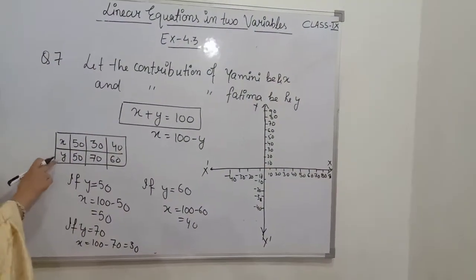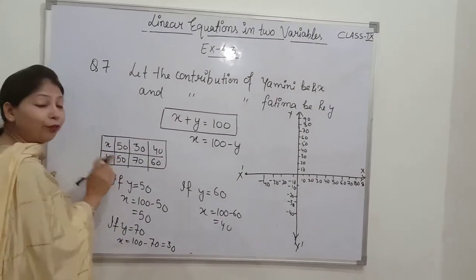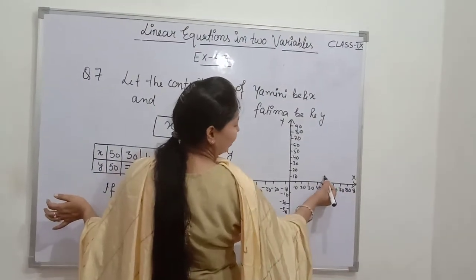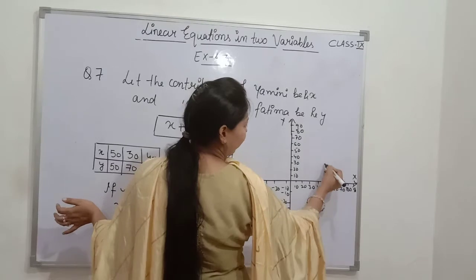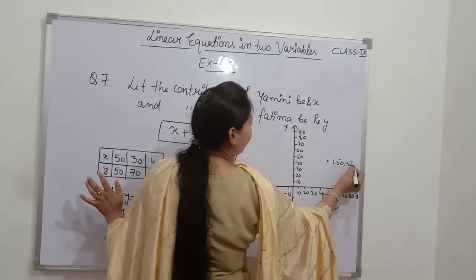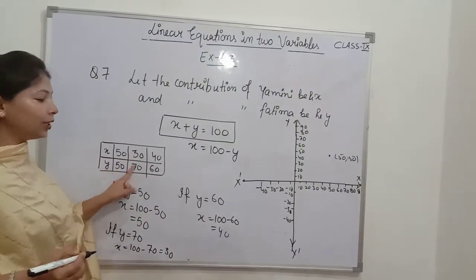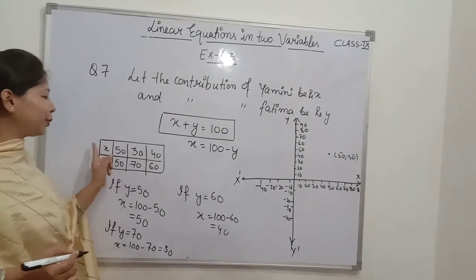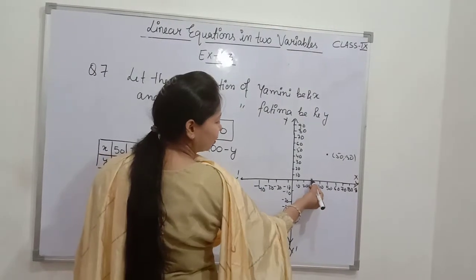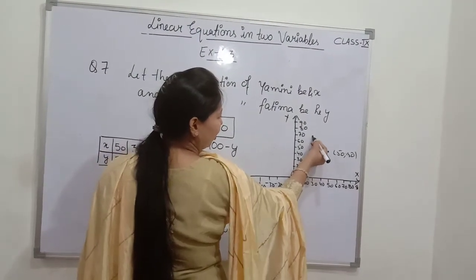Now we have to plot these points. x is equal to 50 and y is equal to 50. This is my x-axis, this is my 5 and here is 50. So that means this point becomes 50, 50. Okay, what is my next point? My next point is 30, 70. On the x-axis 30 and on the y-axis 70. So this point comes to us.